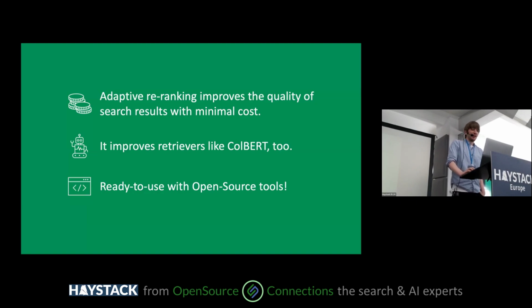In summary, adaptive re-ranking, we find that this improves the quality of search results at a pretty minimal cost. By leveraging offline computation and this idea that similar documents are close to one another, we're able to improve the quality of search results, find more of the relevant documents, basically adding almost no overhead. It works for both re-rankers and retrievers, and it's ready to use with open source tools.